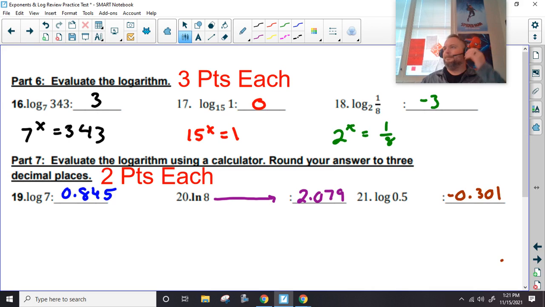Well, in this right here, that's ln. That's the button below the log button on the calculator.